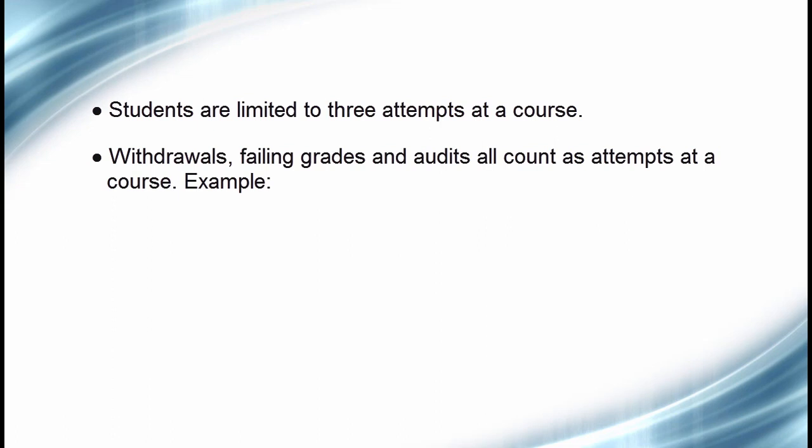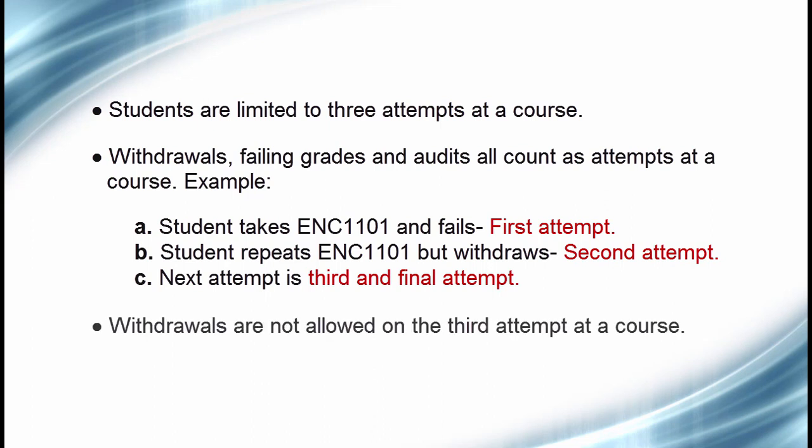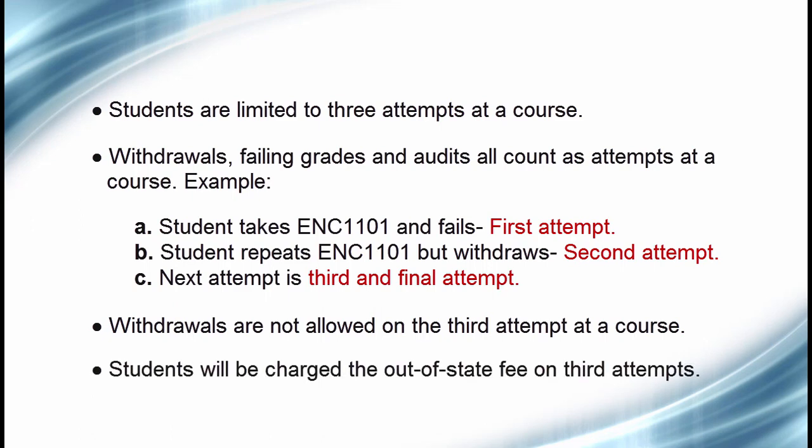Withdrawals, failing grades, and audits all count as attempts at a course. So for example, if a student were to take Composition 1 and fail it, then repeat it the next term and withdraw, the withdrawal would count as the second attempt at the course. This means that the next attempt would be the third and final attempt at that course. Withdrawals are not allowed on the third attempt at a course. The student will also be charged the out-of-state fee on the third and final attempt.